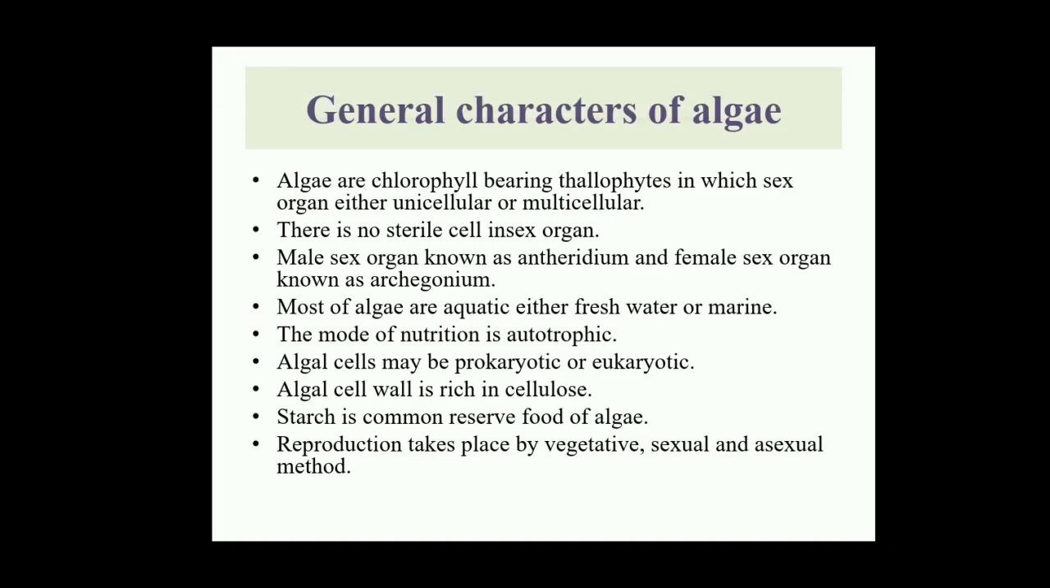Reproduction takes place by vegetative, sexual and asexual methods. In algae, reproduction takes place by the vegetative method. That means a single cell can reproduce by the vegetative method, by the process of cell division, and by sexual and asexual methods.